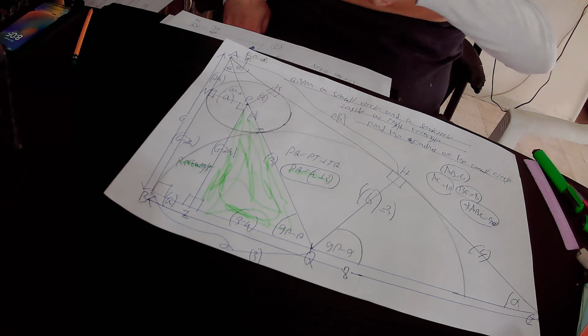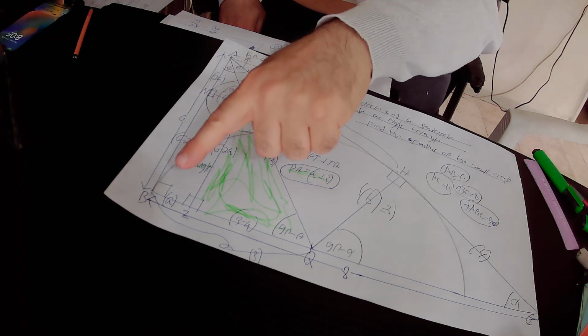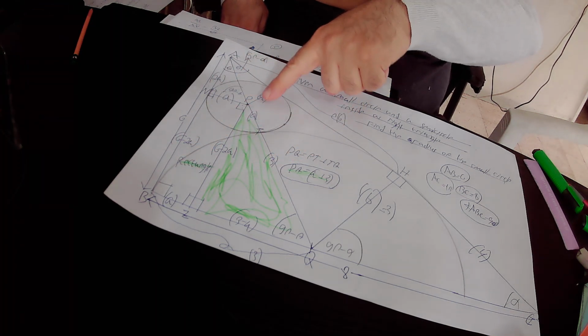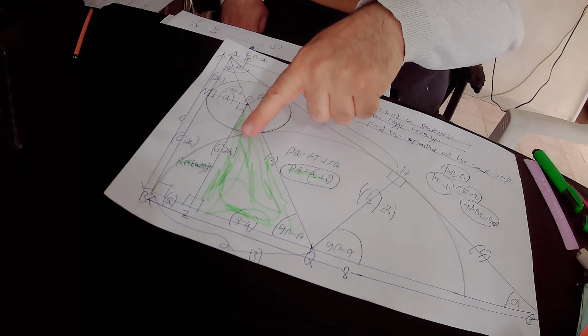According to the same rule in the same rectangle NPBZ, side NB must be equal to the opposite side PZ. But NB is 6 minus 2A, therefore PZ must also be equal to 6 minus 2A.